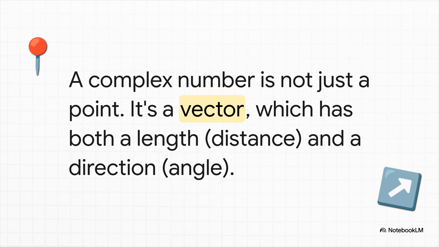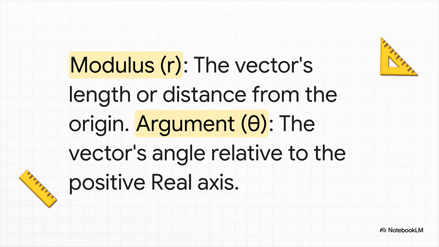That dot on the map isn't just a static point. Think of it as a vector, an arrow pointing from the center of the map, the origin, right out to that dot. And of course, every vector has two key things going for it, a length and a direction. And in the world of complex numbers, these two properties get their own special names. The length of that vector, how far it is from the origin, we call that the modulus.